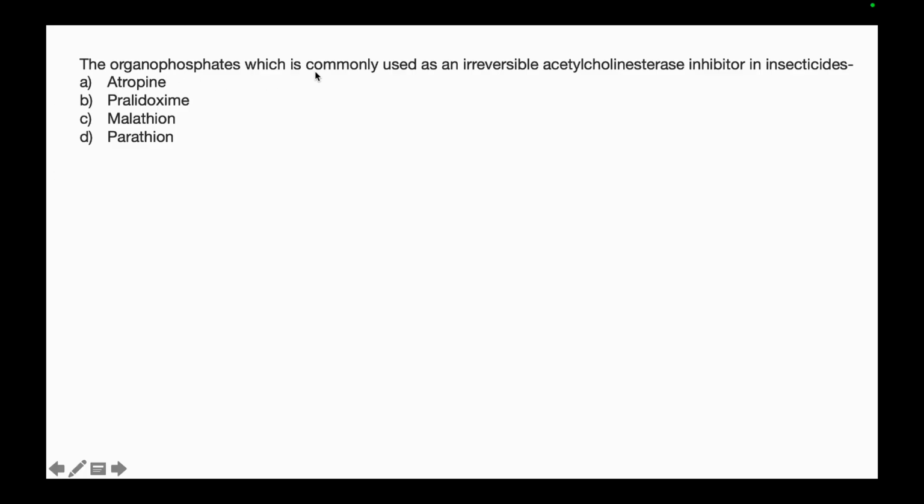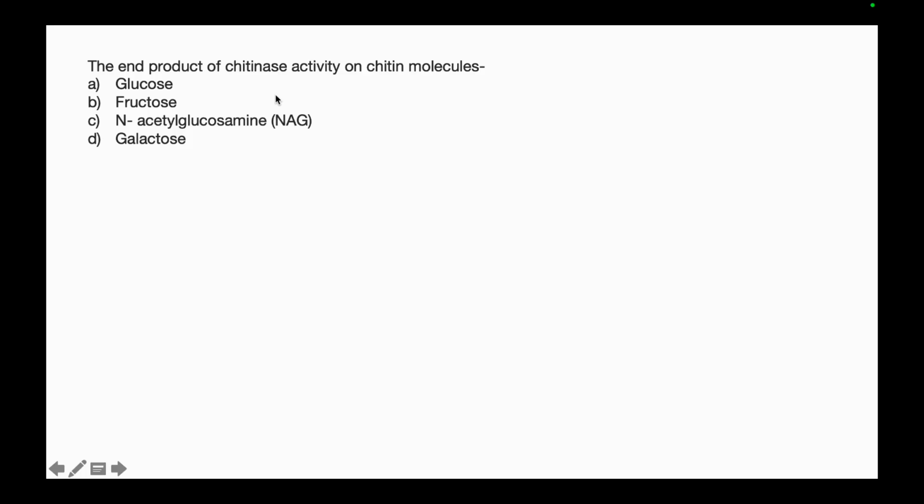The organophosphate, which is commonly used as an irreversible acetylcholinesterase inhibitor in insecticides, is parathion. Answer is D. The end product of chitinase activity on chitin molecule. So chitin is a homopolymer of N-acetylglucosamine. So the end product will be N-acetylglucosamine. It's a homopolymer, that is, it is made up of long chains of N-acetylglucosamine molecules.